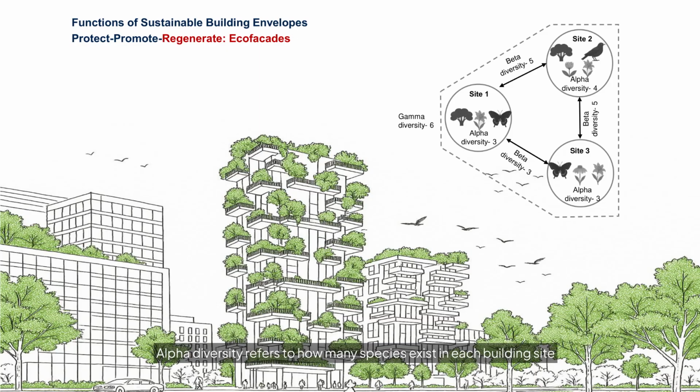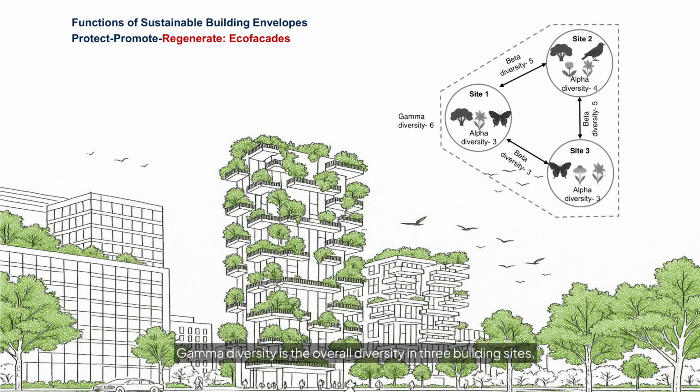Alpha diversity refers to how many species exist in each building site by counting the number of different flora and fauna. Beta diversity compares species diversity between two buildings. In our example, a high beta diversity shows between Site 1 and Site 2, which means that they host very different species within each building site. On the other hand, the beta diversity between Sites 1 and 3 is low, and it means they have mostly the same species.